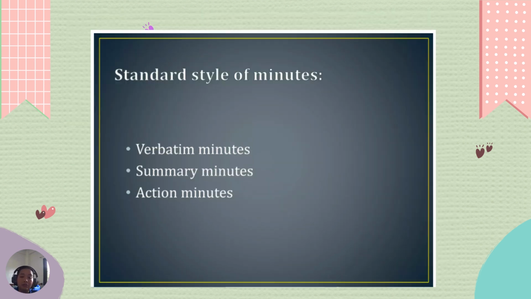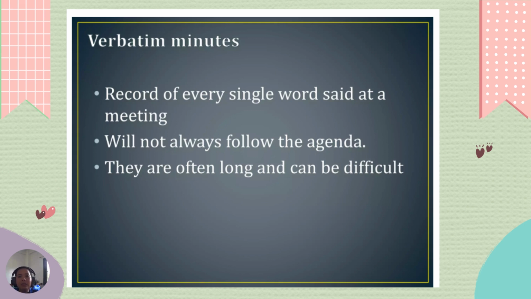Okay. So we do have the standard styles of minutes. The first one is the verbatim minutes, the second one is the summary minutes, and the third one is the action minutes. So what do you mean by verbatim minutes? Verbatim minutes record the minutes of the meeting in every single word that is said at the meeting. They don't follow the agenda, because what they do is just record what happened. Every detail counts. So they are often long and can be difficult.